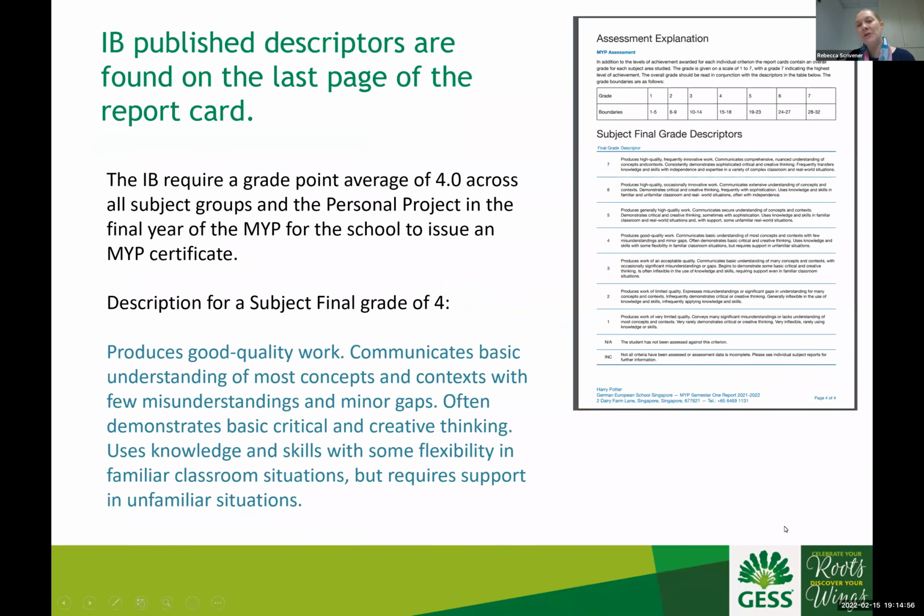On the last page, what we've got on screen now is just a snapshot from the last page of the report card. That has the IB grade boundaries listed, and it has the subject final grade descriptors listed as well. These are the IB published ones. So when you're looking at a child's final subject grade, it's worth having a look at those statements, just to get a sense of where we are on that scale. A lot of parents sort of panic: my child got a four. But actually, when you read the description, to get a four, your child has to produce good quality work.